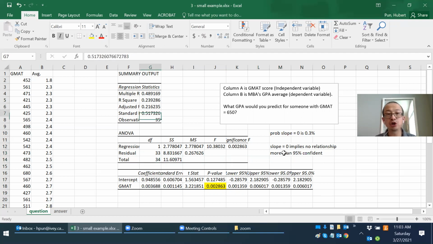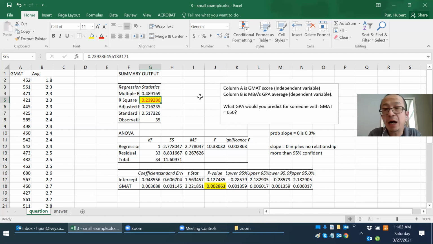So the other number that you may be interested in is the R square, which is given in cell G5. The R square is a number between 0 to 1. When R square is very, very small, that means there is a lot of other information that is not captured. On the other hand, if R square is very close to 1, that means pretty much all the information is captured.